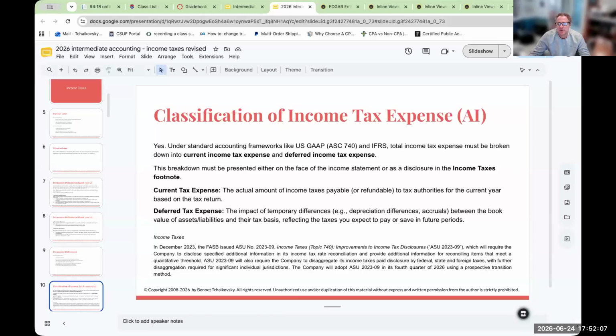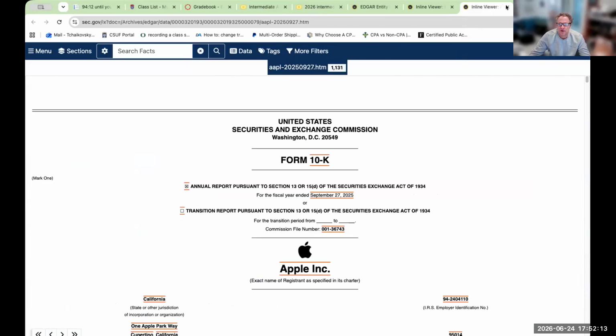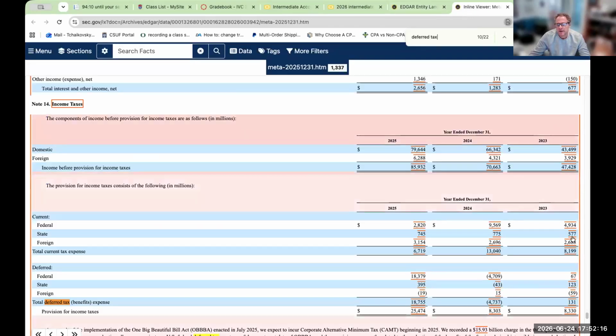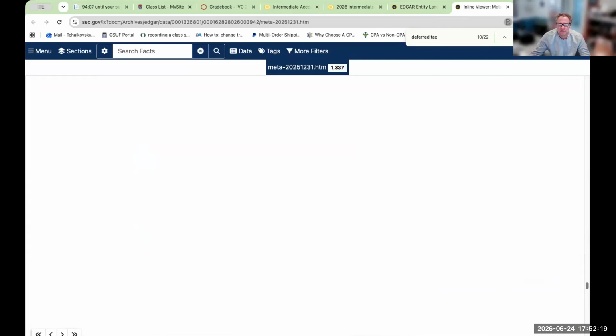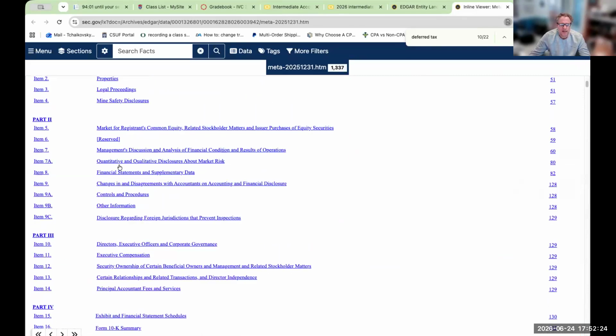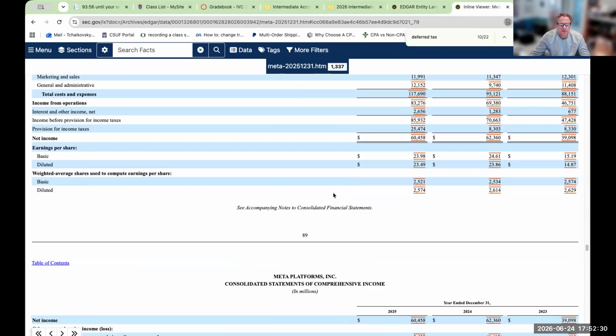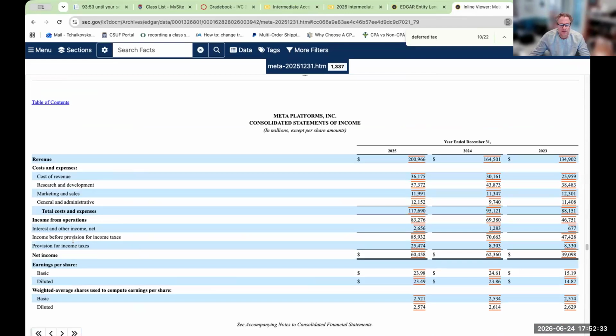But let's take a step outside of ourselves and look at different publicly traded companies. If I come over here to Meta Platforms, let's first take a look at their financials. The first thing you'll see on their income statement is a provision for income taxes of roughly $25 billion for the year ended December 31st, 2025. However, that doesn't show us the entire story about taxes.